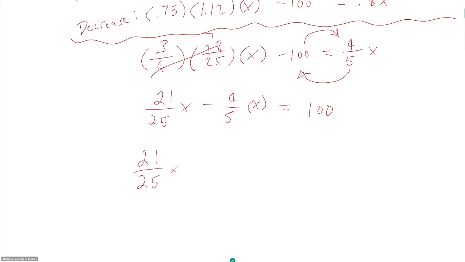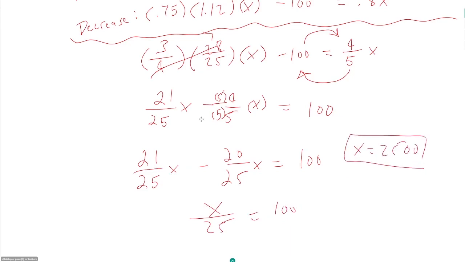21 over 25x. So I need to get a denominator of 25 here. And so that would be multiply top and bottom by 5. So minus 20 over 25x is equal to 100. And so I'm just left with 21x minus 20x, which is just x over 25, is equal to 100. And then x is equal to 2500.